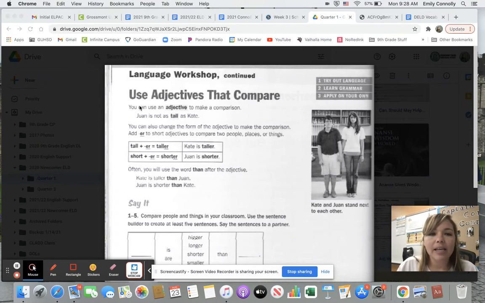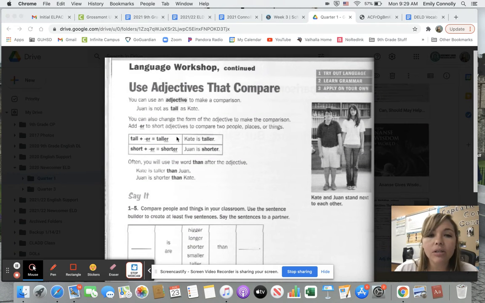Okay, so it says you can use an adjective to make a comparison. Juan is not as tall as Kate. So in this sentence, Juan is a noun and Kate is a noun because they're people. So we're talking about Juan and comparing him to Kate. So we're saying Juan is not as tall as Kate. So Juan is tall, but Kate is more tall. She's taller. Okay, so tall is the adjective that is comparing Juan and Kate.